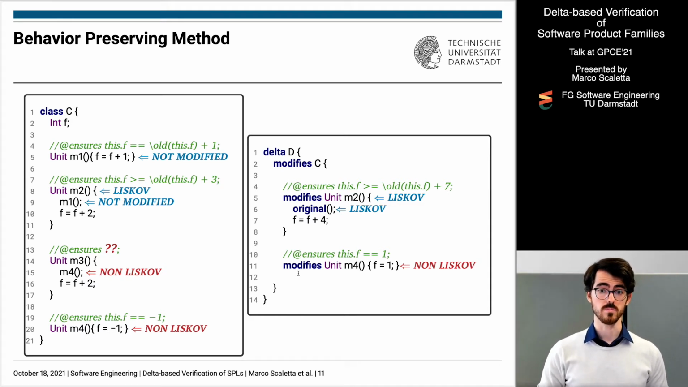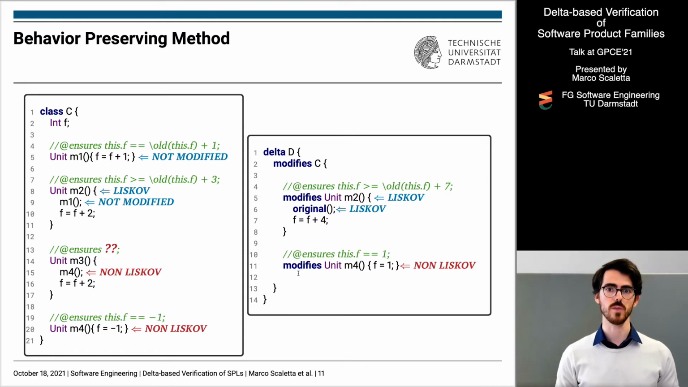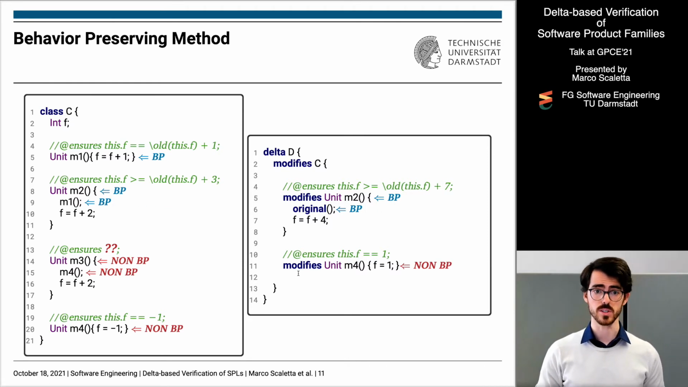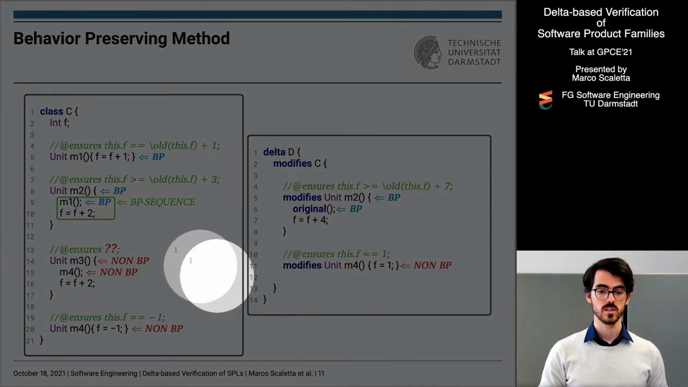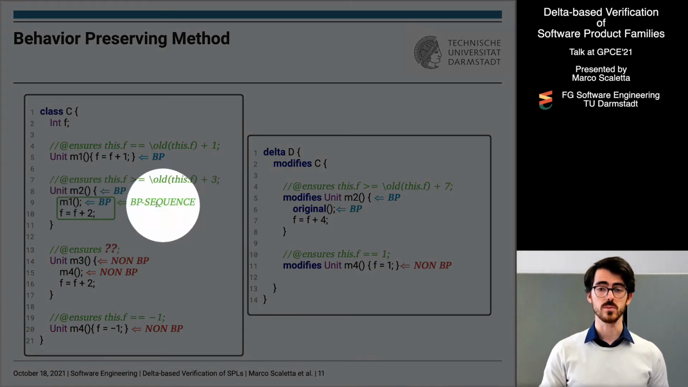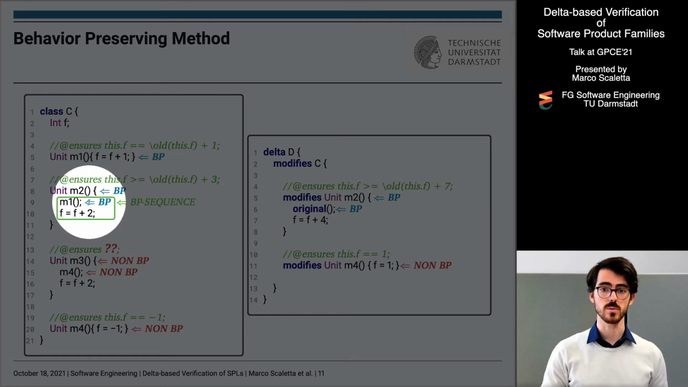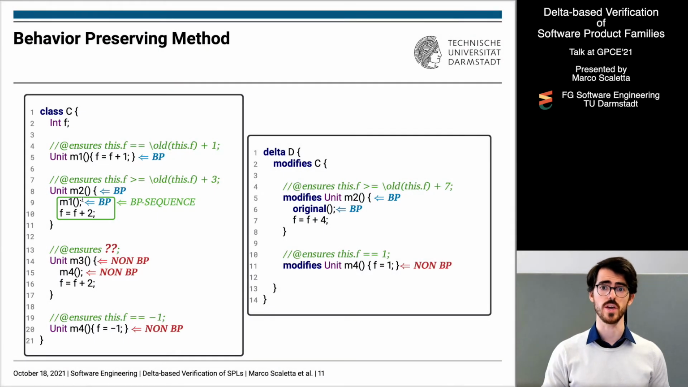So what do we have? Methods that are not modified or methods that satisfy Liskov are behavior preserving, and the red ones, methods that do not satisfy Liskov but are modified or call non-behavior preserving methods, are non-behavior preserving. We can also define a BP sequence as a sequence of statements that do not call non-behavior preserving methods.